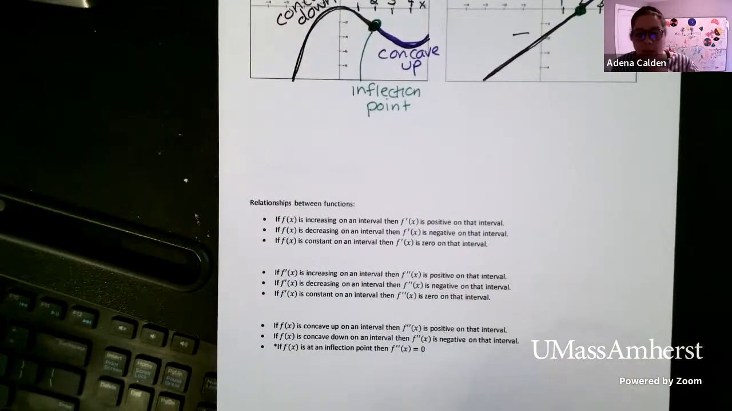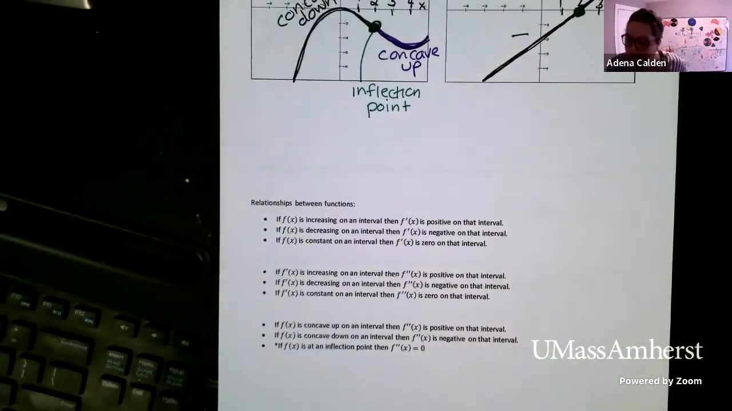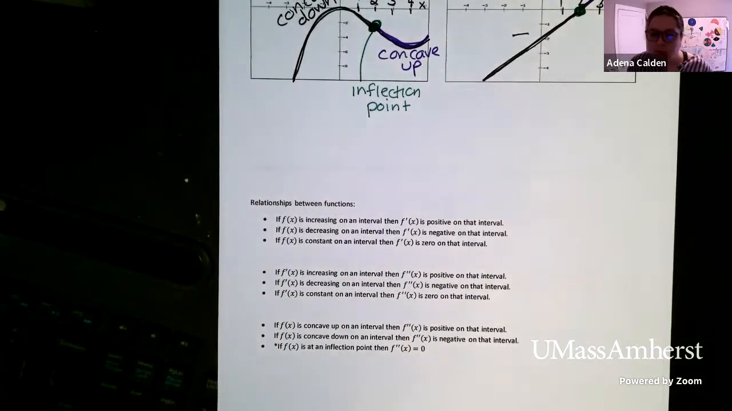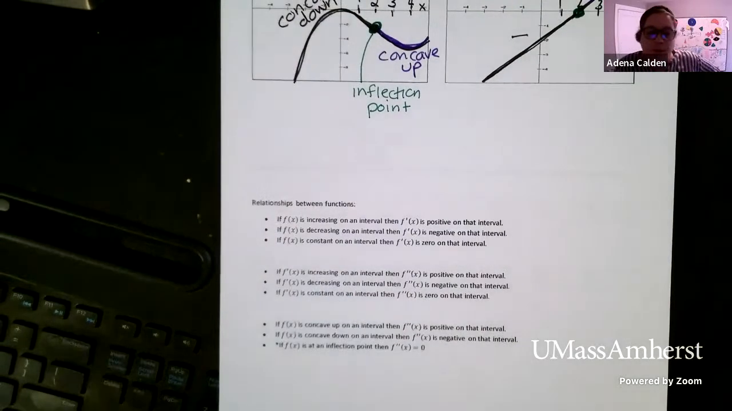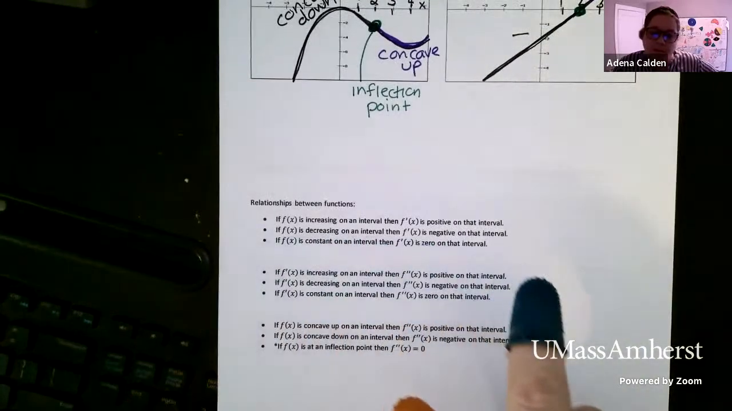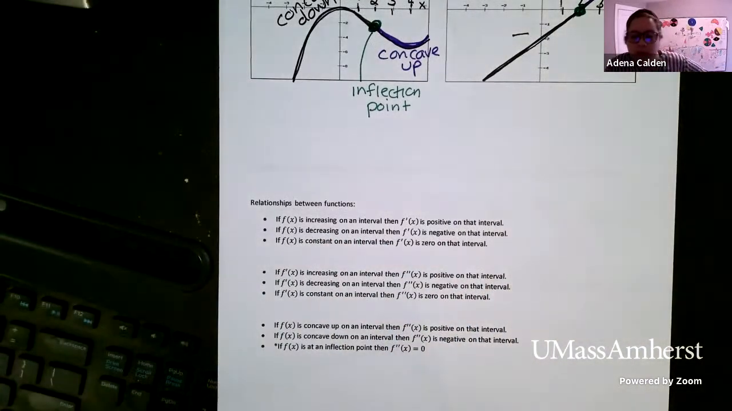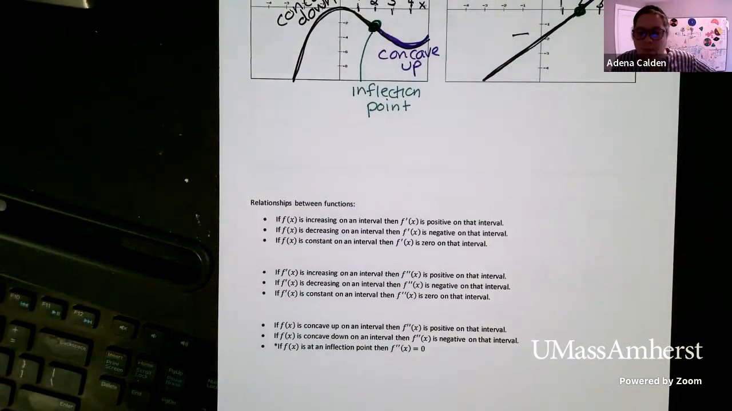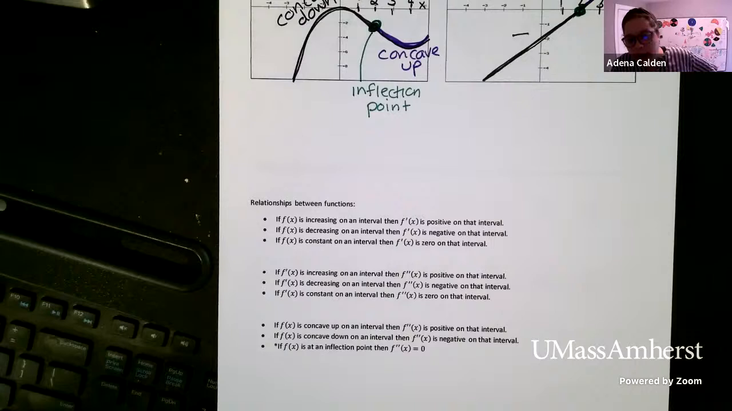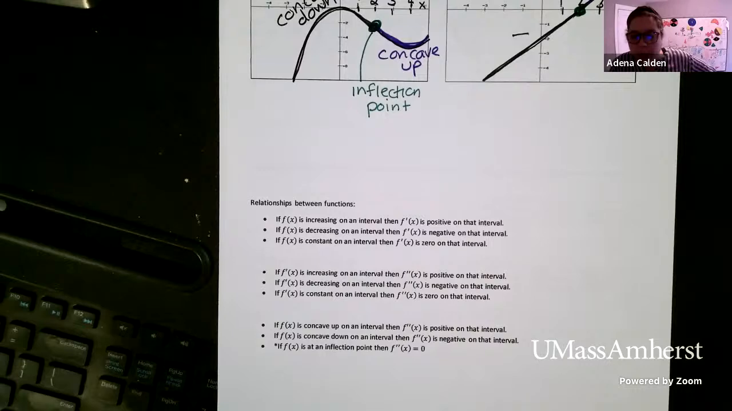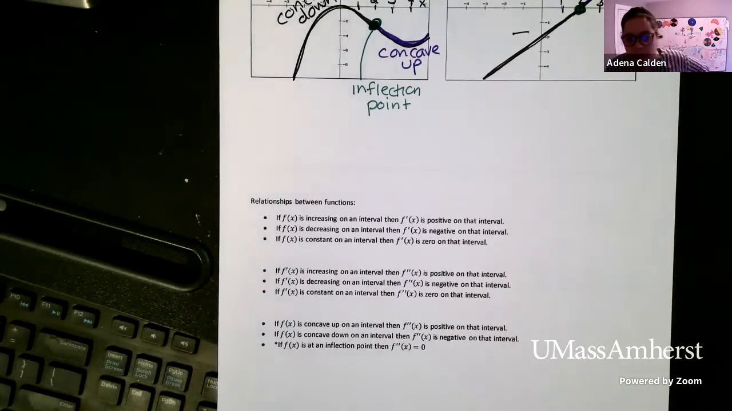And so there's a summary here of all these relationships, where if the original function is increasing, the first derivative is positive. So those relationships that we started with. Then if the first derivative is increasing, the second derivative is positive, right? So this is a relationship between the first derivative and the second derivative. And now the third set says if f of x is concave up on an interval, then the second derivative is positive on that interval. If f of x is concave down, the second derivative is negative on that interval. And if f of x is at an inflection point, then the second derivative equals 0.